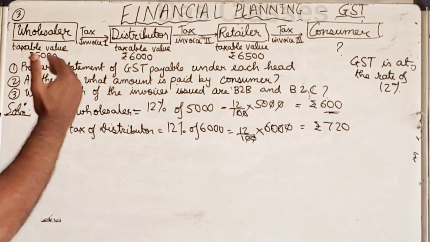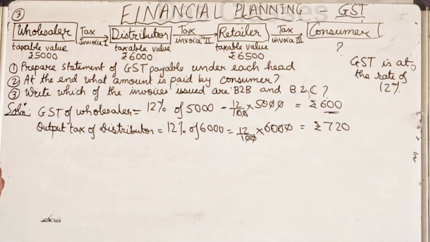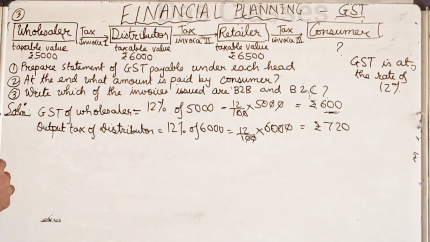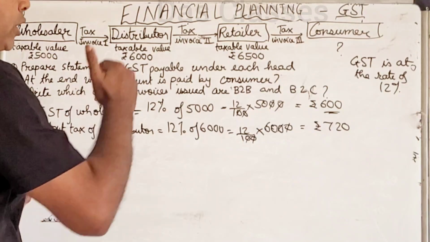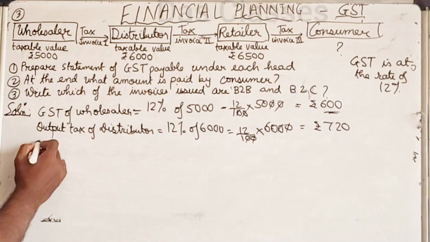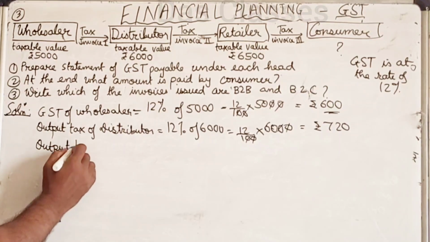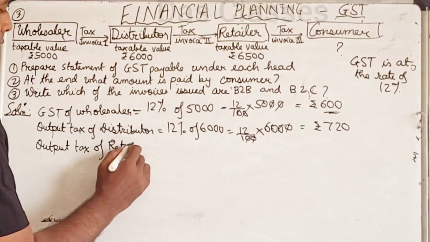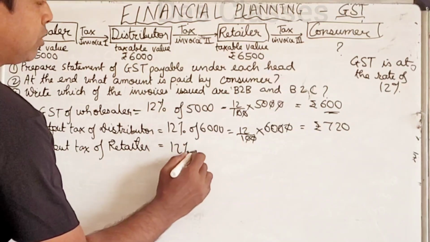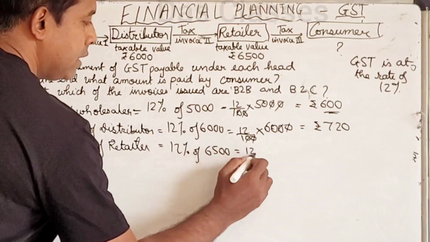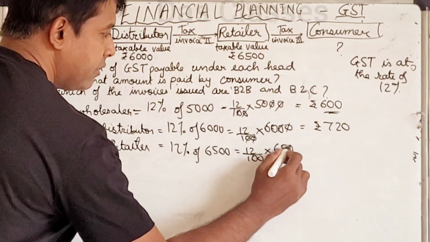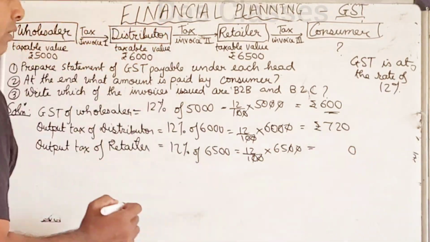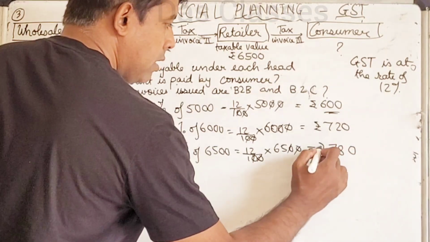Now whatever price the distributor sells to the retailer, that is going to be the retailer's input tax, as we saw in the previous examples. And what is his output tax? That is how much tax he has collected, the output tax of the retailer. Again, we'll take 12% of 6,500. That's 12 upon 100 into 6,500. That comes to 780 rupees.